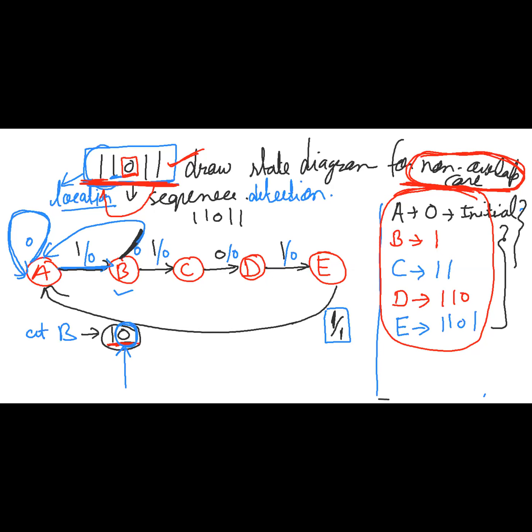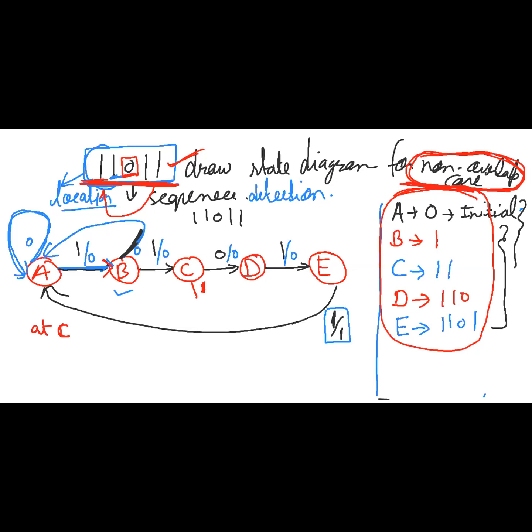Yes. Okay. Now at C, which path didn't we complete? 0 we completed. If 1, then where will it go? B. So let's check at C. How did you reach here? What is the sequence you need to follow?